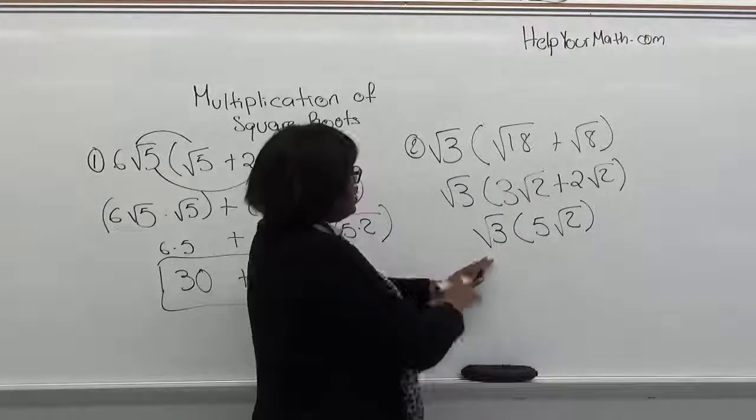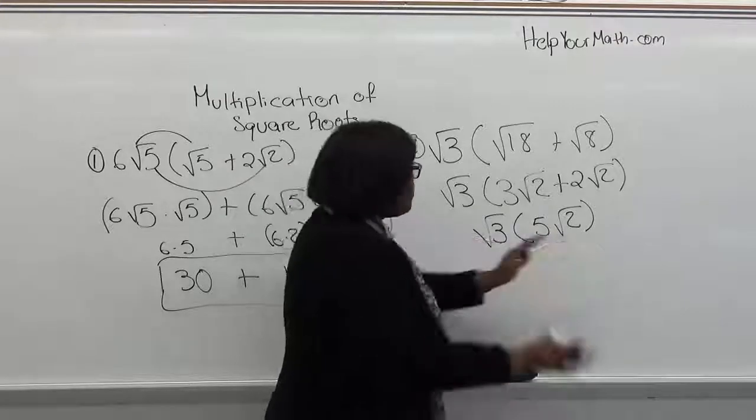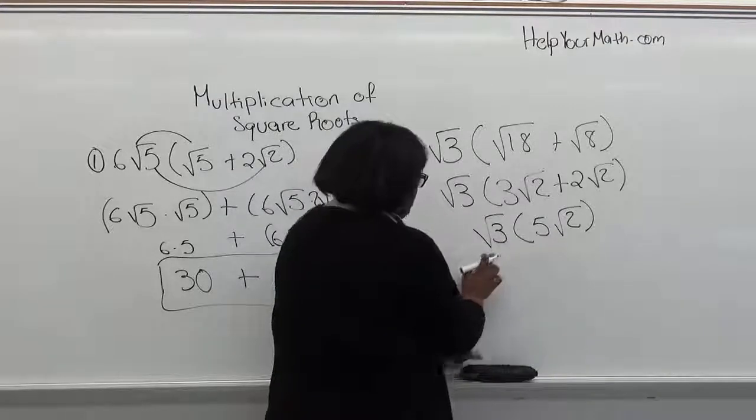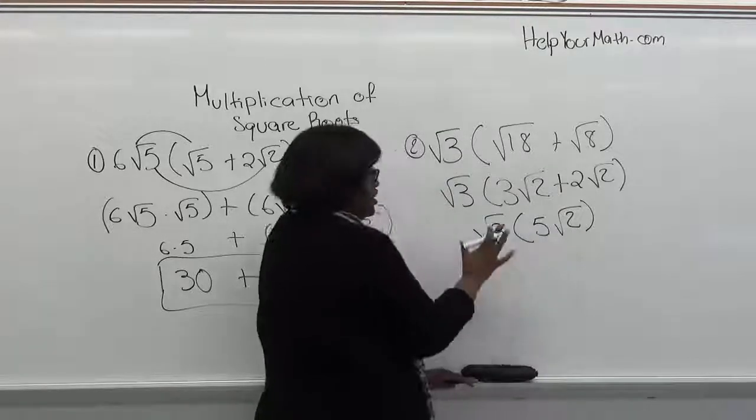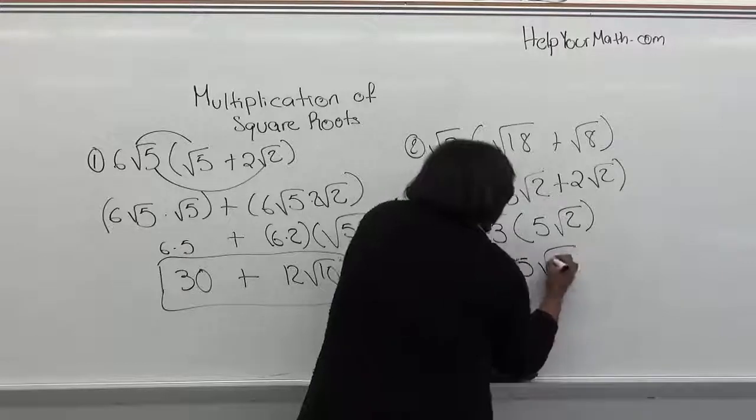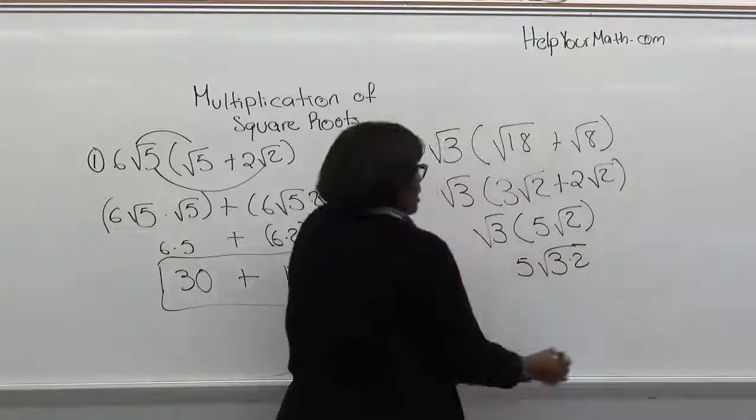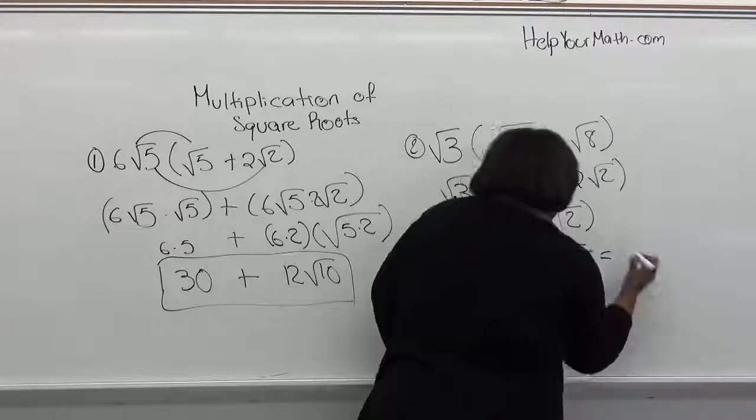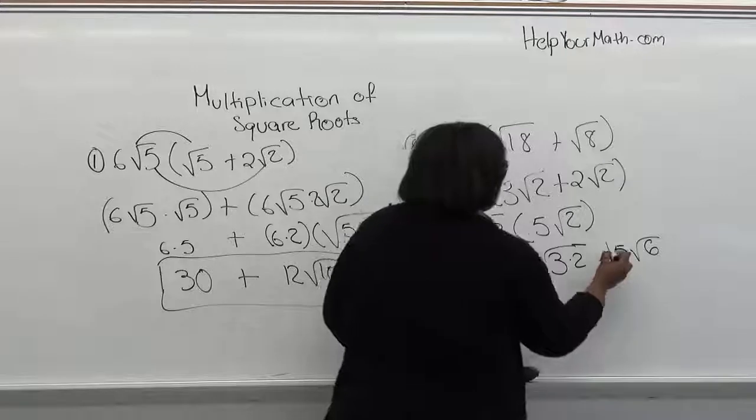And now finally, we're going to multiply radical 3 by 5 radical 2. You can't multiply 5 by the 3, but you can multiply radical 3 by radical 2, because they're both under the square root sign. So this would just leave us at 5 times the square root of 3 times 2, which would give us a final answer of 5 radical 6.